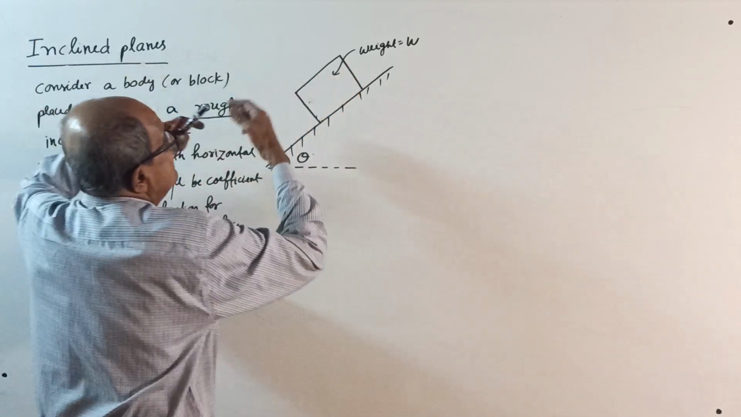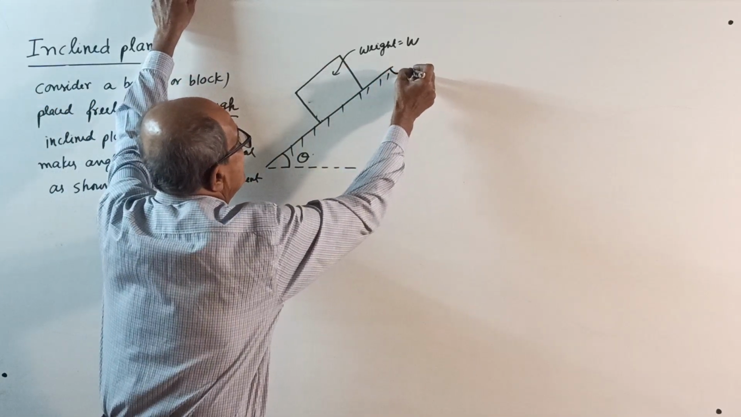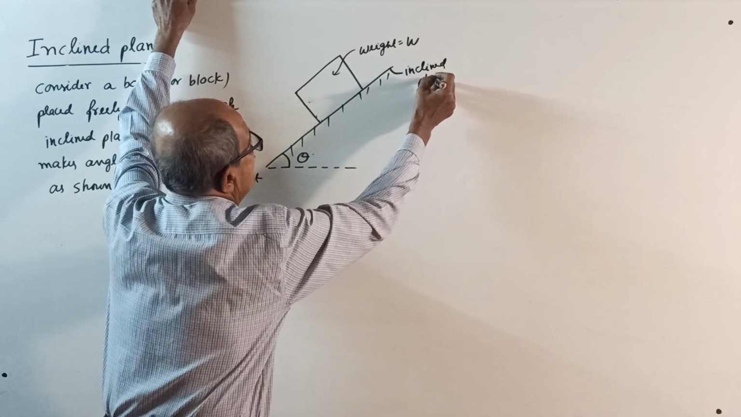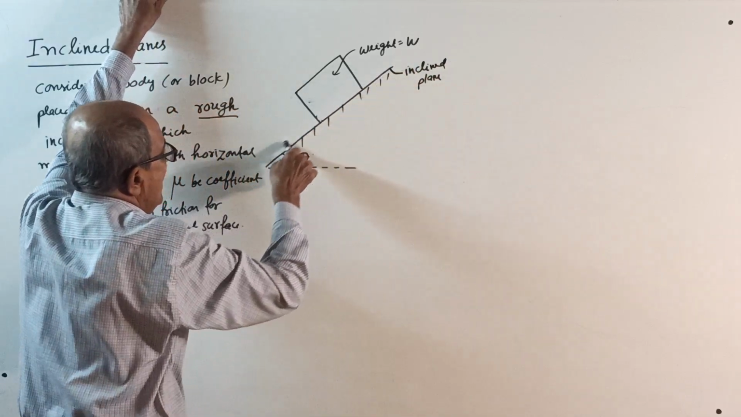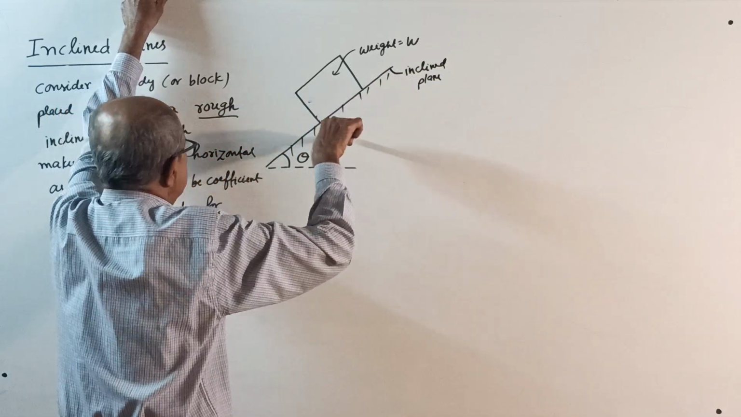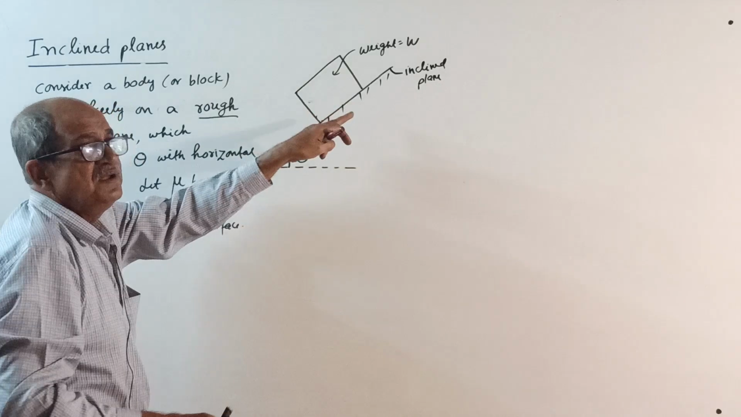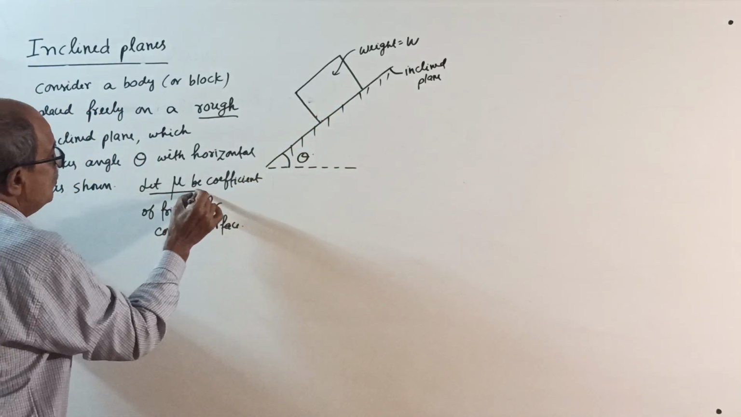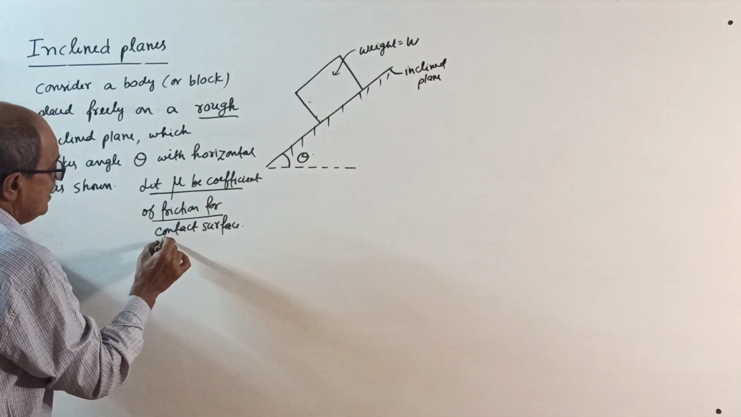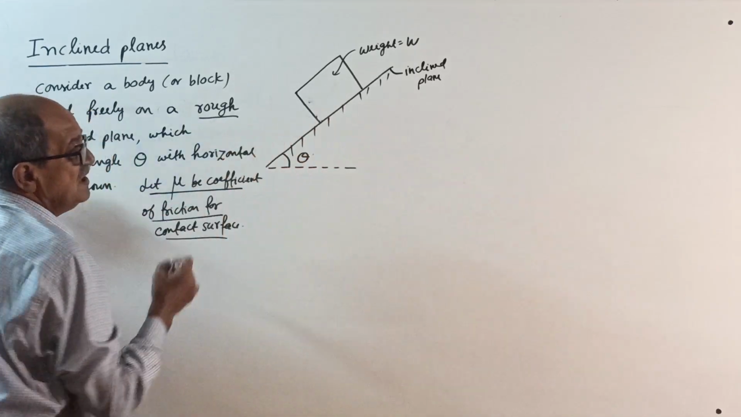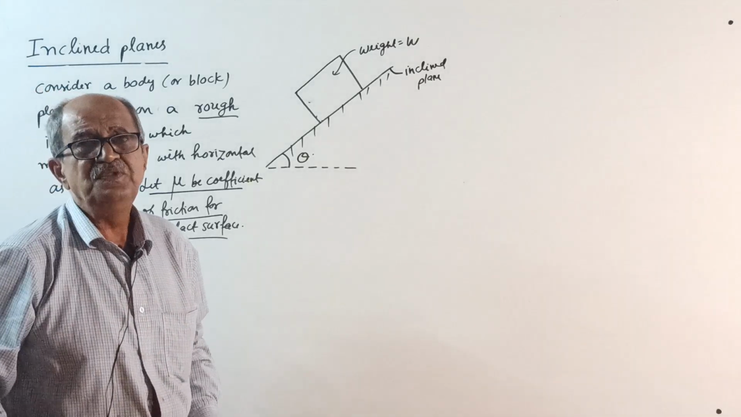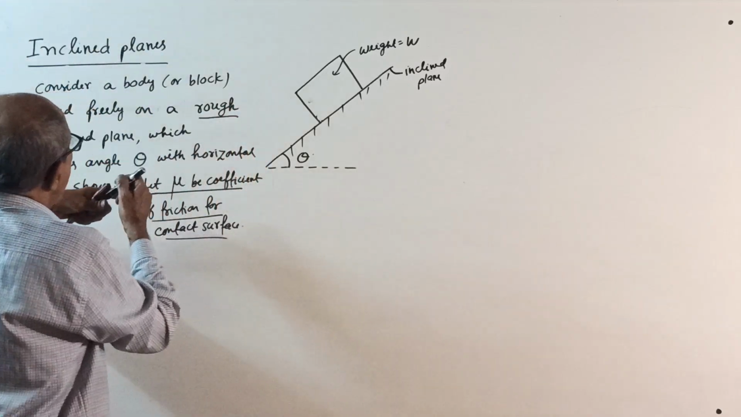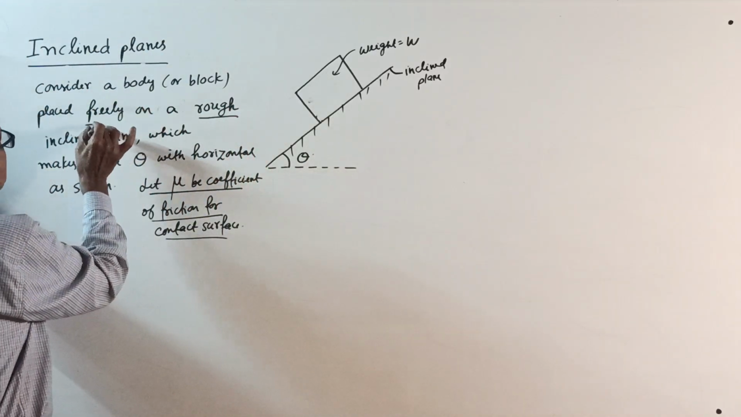This is the inclined plane, which makes angle theta. This is a rough plane. Rough means there is a coefficient of friction. Let mu be the coefficient of friction for the contact surface. This you all know. Now, I told you the word freely.